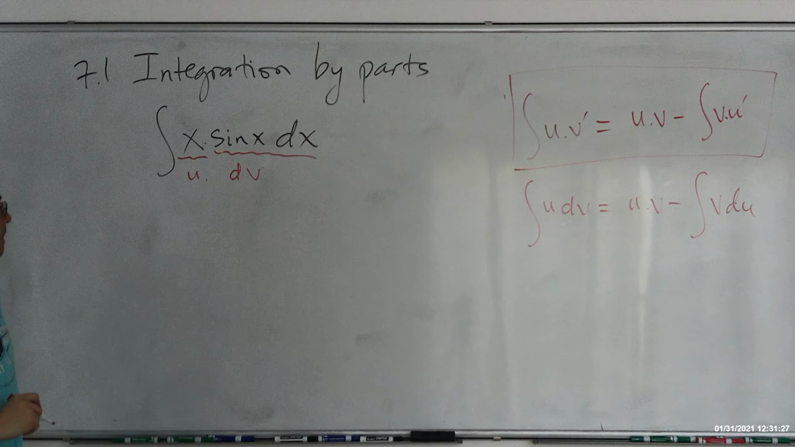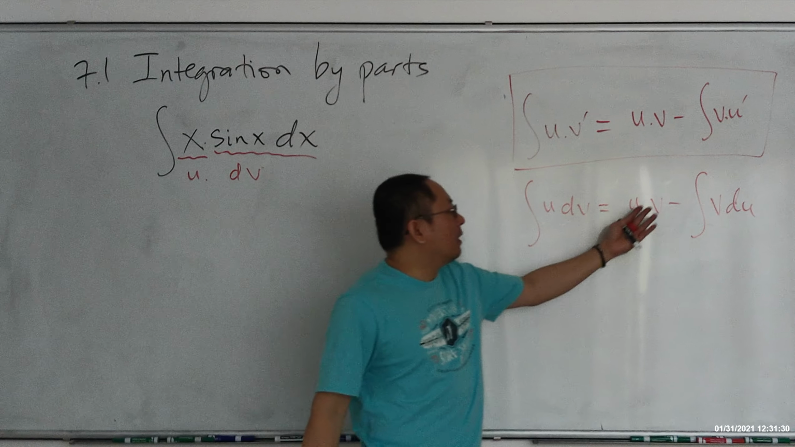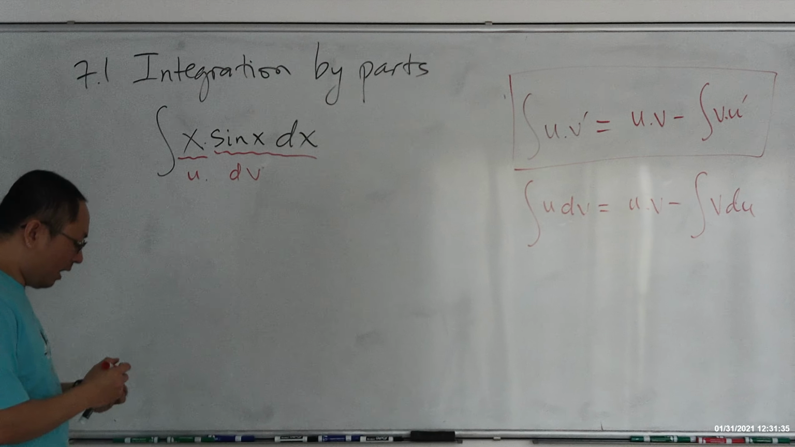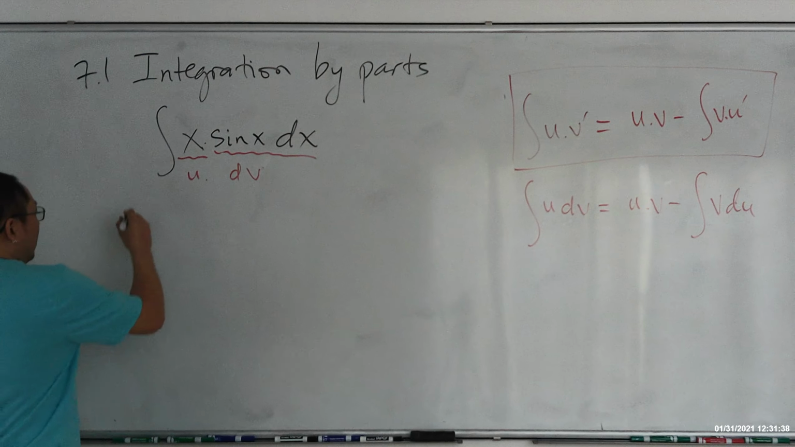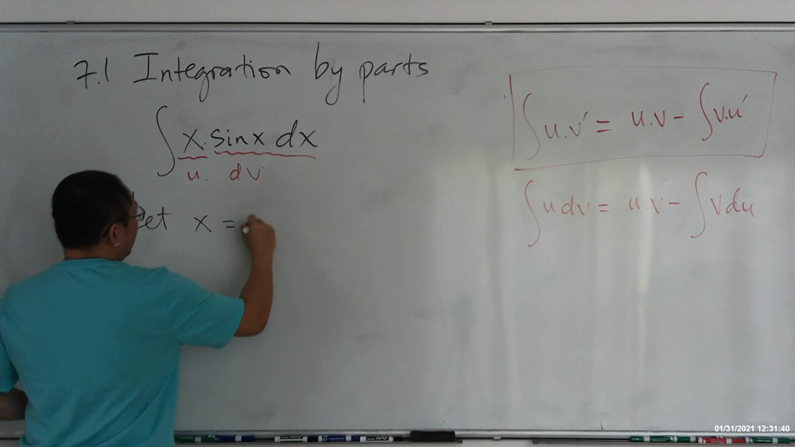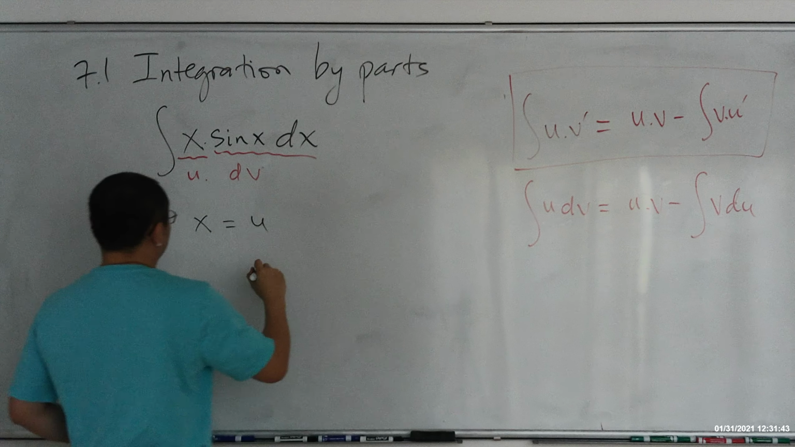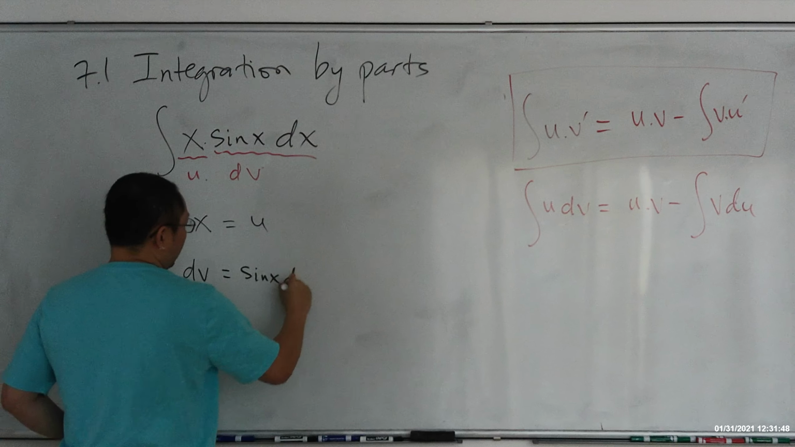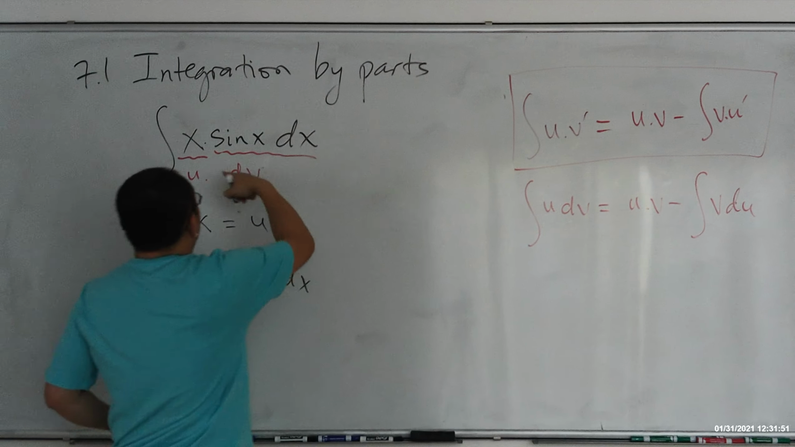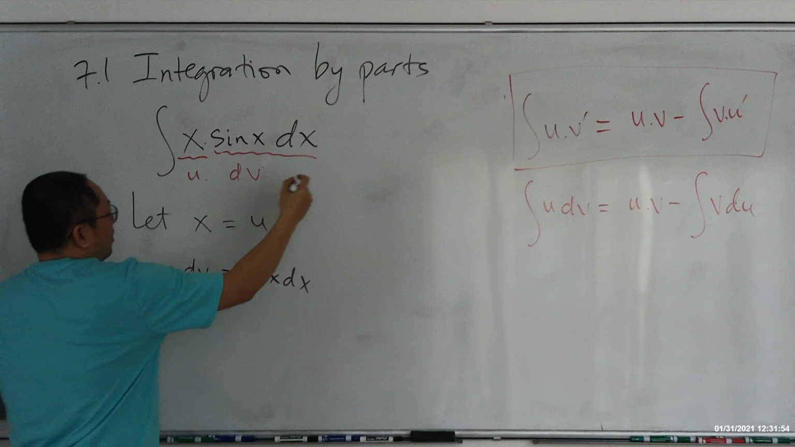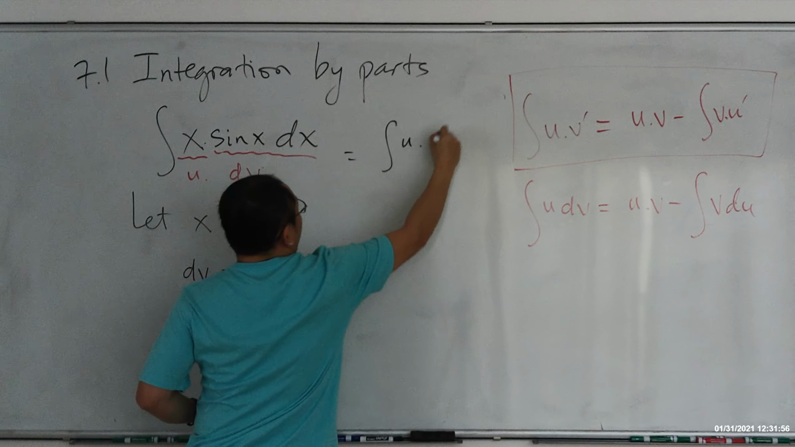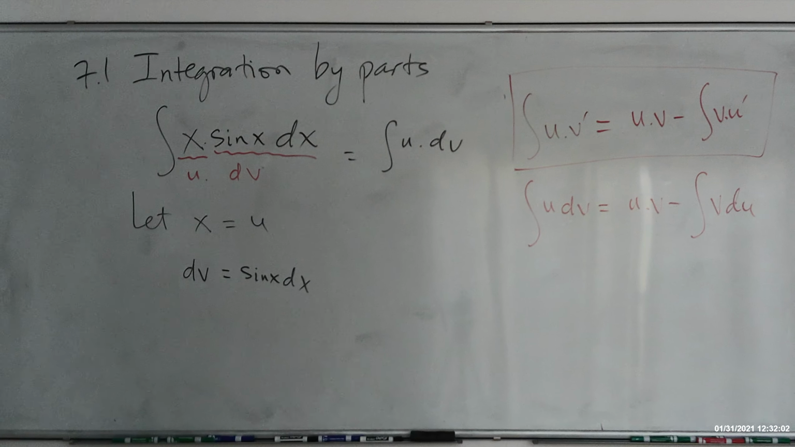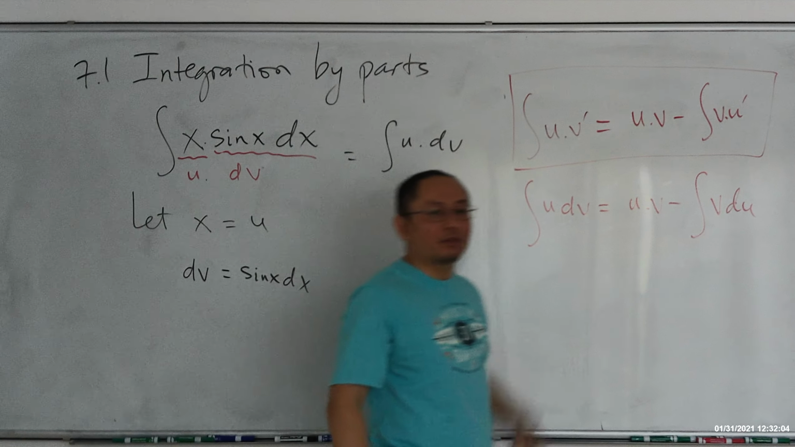Okay. So if I can calculate u and v and du, then I can apply the formula to solve the problem. So in here, if I let x equal to u and dv equal to sine x dx, then our problem is no more than integral of u dv, right? This integral is no more than integral of u times dv, where u is x and dv is sine x dx. Okay, and I try to figure out u and v so that I can use the formula right here.